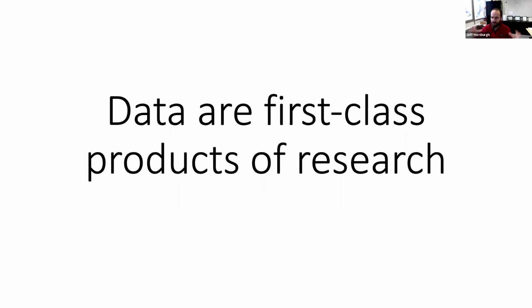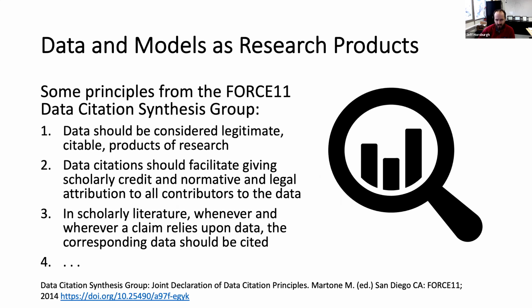And I would like to plant in your brain right at the beginning here the idea that data are first-class products of research. So just like the academic papers that we produce, all of the other products we're producing as part of our research, data are first-class products of research. And there's a lot of groups that are sort of hovering around this idea. And one of them is this Force 11 data citation synthesis group. And they've come up with a set of principles related to data citation that I think are useful just to look at briefly. So their number one principle, data should be considered legitimate, citable products of research.